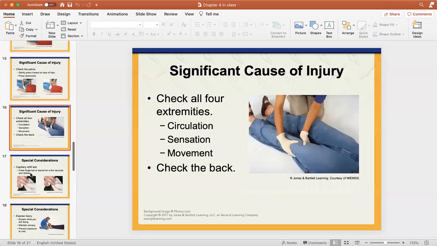Now we're going to move to the extremities. Again, we're going to look for DOTS. We're going to look for all of those 4 things. But you're also going to be looking for circulation, sensation, and movement in those extremities. So what you would do to check for circulation, as you see this individual here, you would start with each extremity and you would gently but firmly press down all the way down the leg. Obviously, you would do this on the arm as well, for all 4 of the extremities, to check for circulation.